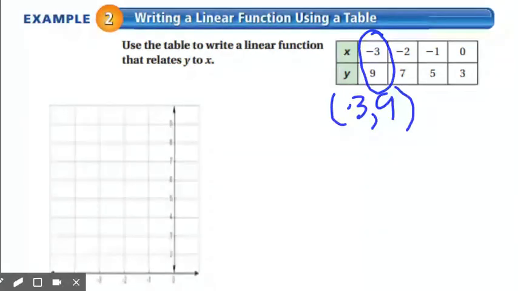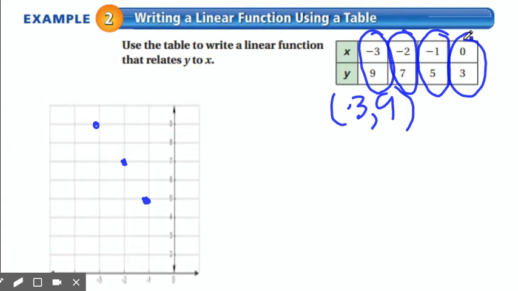So if we're going to plot these, sorry that the numbers are kind of blurry on your paper too, but -3, 9 would put us right here. The next one, -2, 7 would put us right here. -1, 5 puts us right there. And 0, 3 puts us right there. So there is our line.